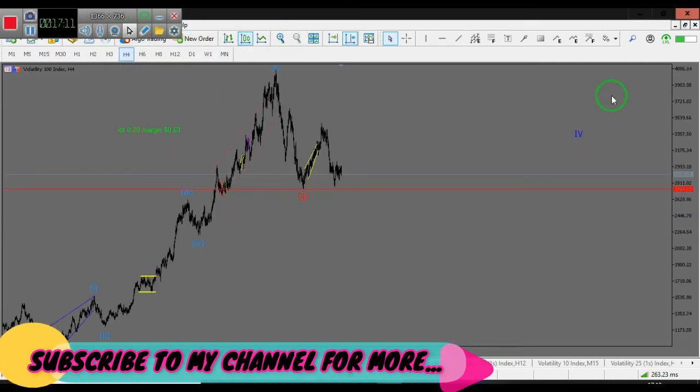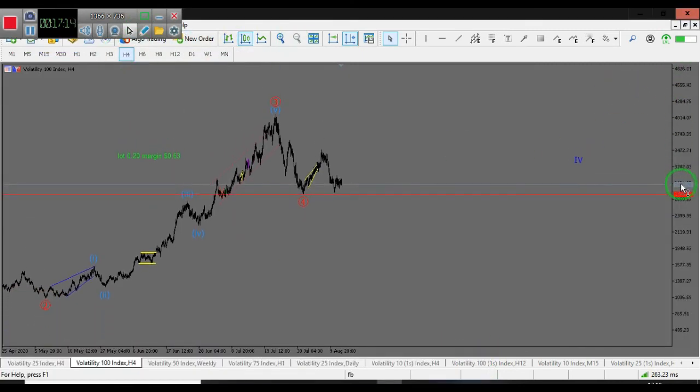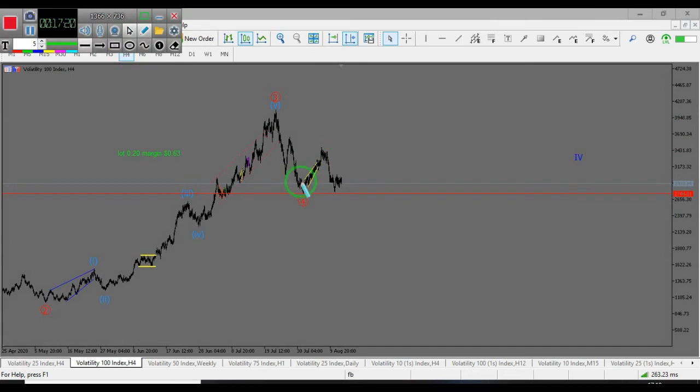What else is left for me to show you? So for now, guys, look for your entries for the long side, for the upside, to complete our wave 5, which is in red here. As you can see, this is wave 3, wave 4, and our wave 5 there.